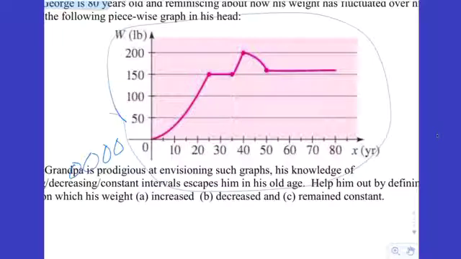Who knows? Now, as good as Grandpa George is at recalling such elaborate graphs, he has kind of forgotten what it means to be increasing and decreasing and constant. It's amazing what people forget.